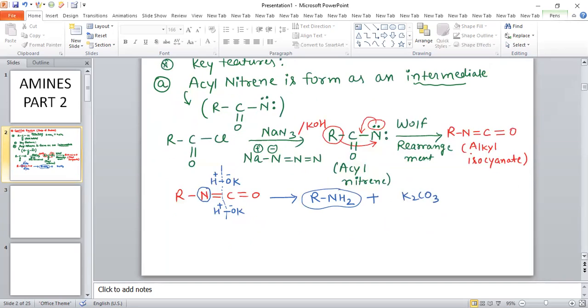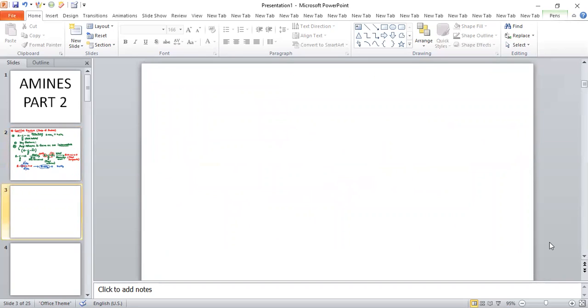There are some more methods which can be used for the preparation of amines. So I am going to discuss one more method used for the preparation of amine. The name of the method is reductive ammonolysis of carbonyl substances. We are going to discuss reductive ammonolysis of carbonyl compounds for the preparation of amine.